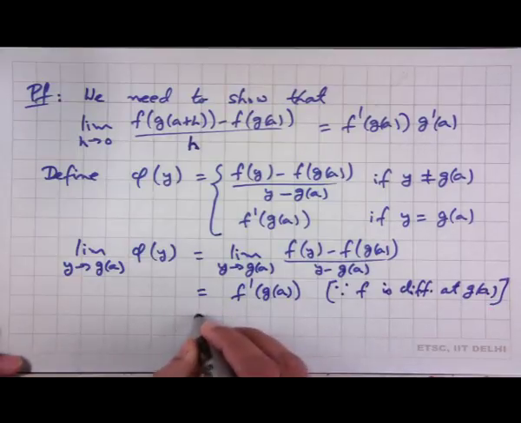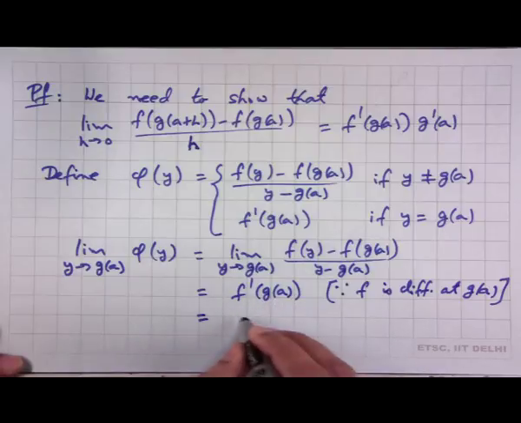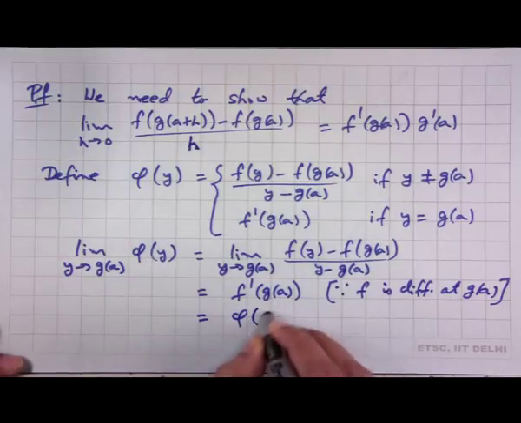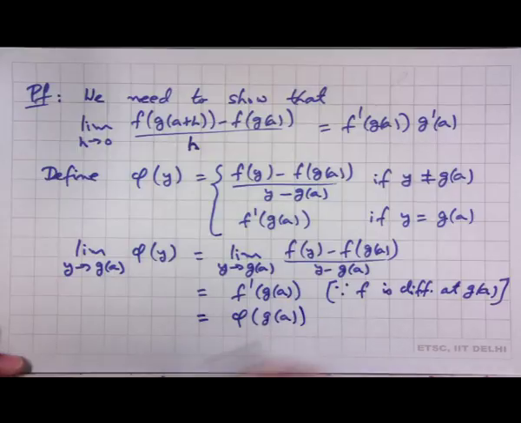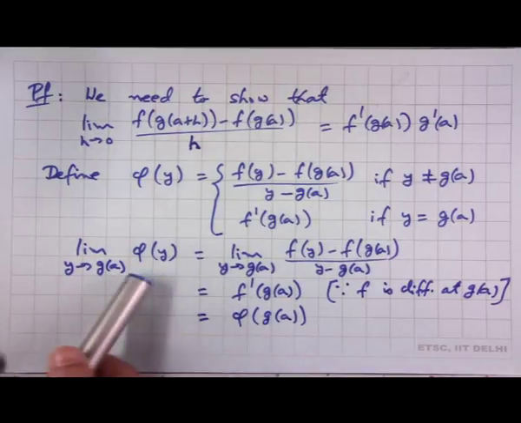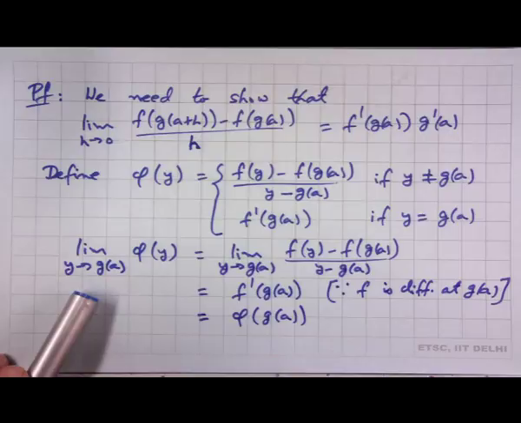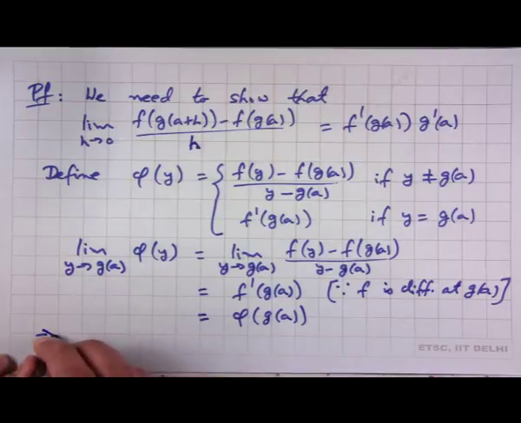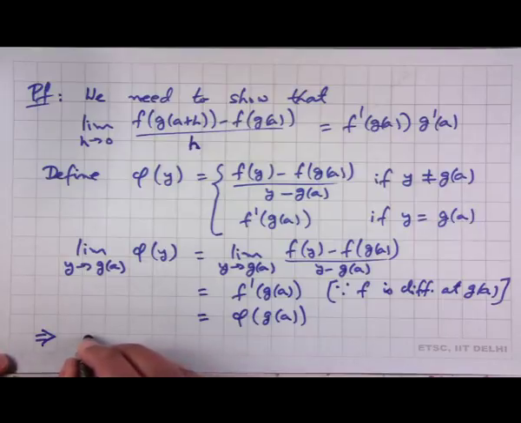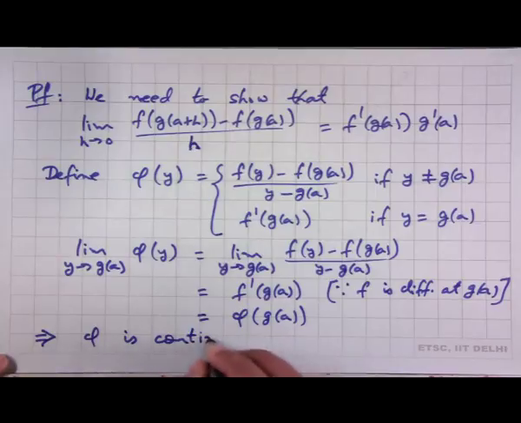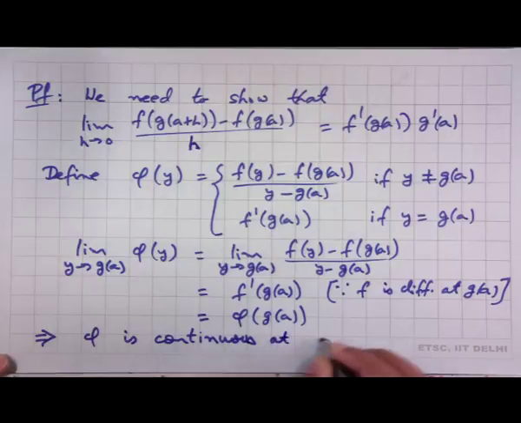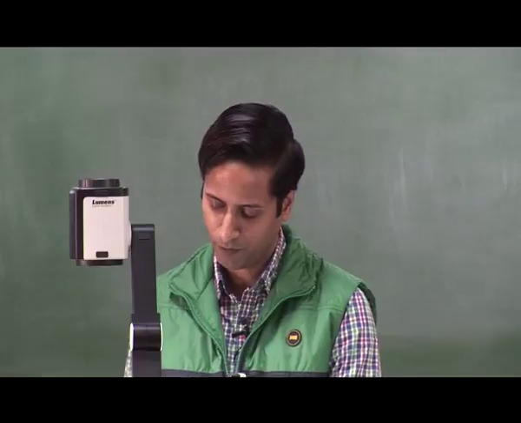But by our definition of phi, f prime of g(a) is nothing but phi of g(a). So, the limit of phi of y as y approaches g(a) is the same as phi of g(a), and this implies by definition of continuity that phi is continuous at g(a). So, this is one important fact.